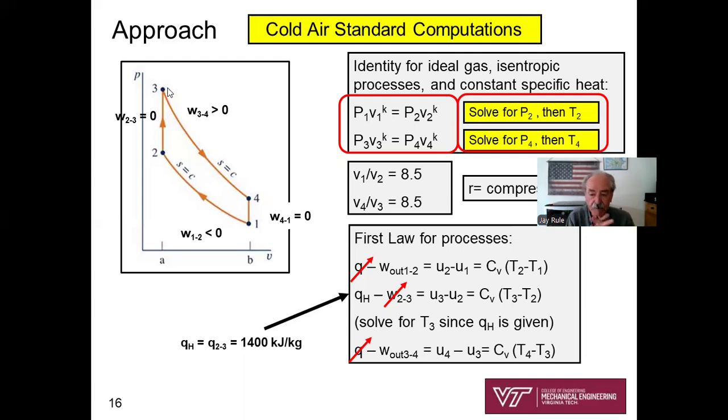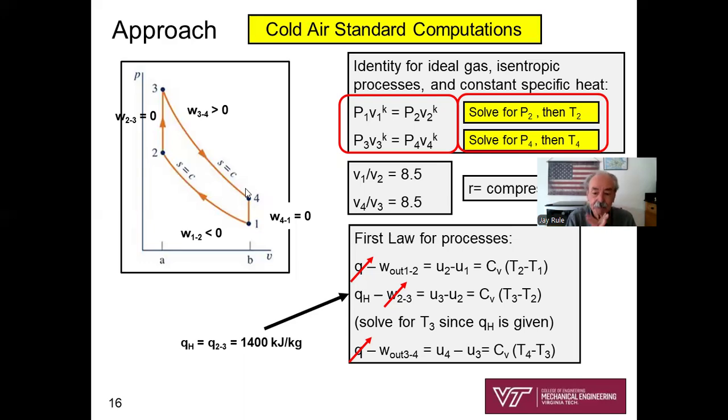Once we have T3, we know what V3 is. Well, that's equal to V2. If we've got V3 and T3, we'll use the ideal gas law to find P3. That's going to enable us to move on and analyze process 3 to 4 to get the work out from 3 to 4. And then basically we're done.